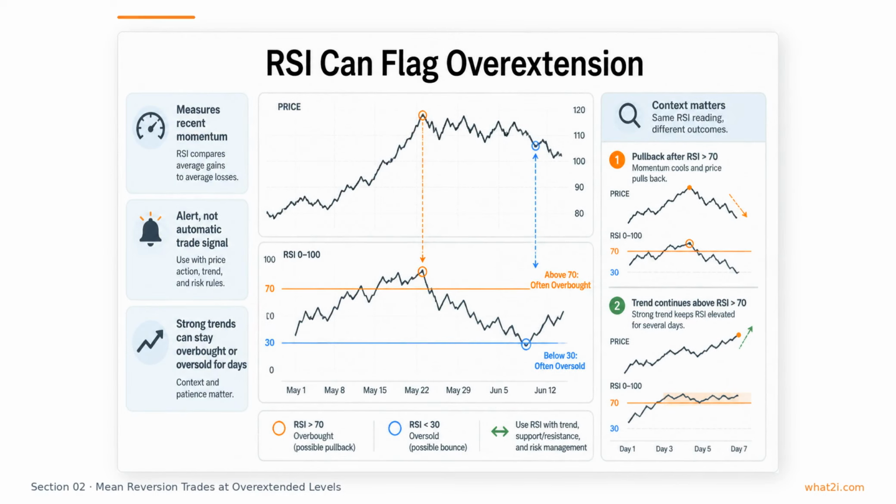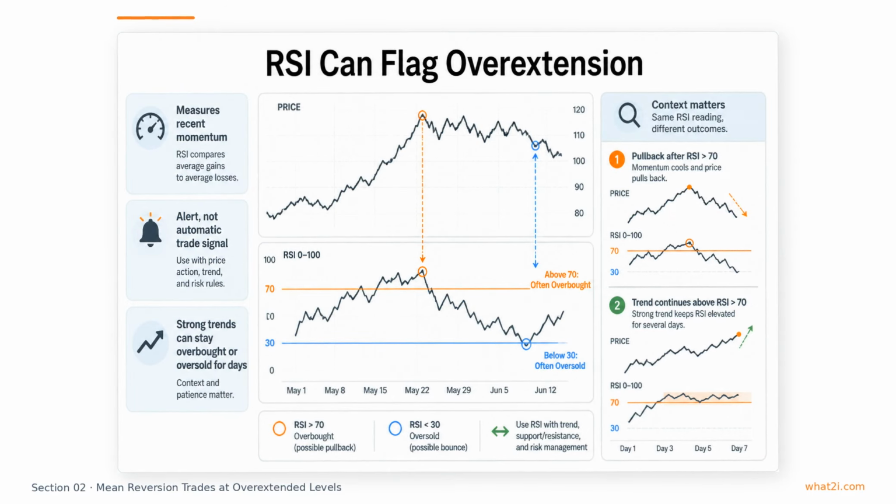One common tool for spotting overextension is RSI, the Relative Strength Index. RSI measures recent momentum on a scale from 0 to 100, and traders often treat readings above 70 as overbought and below 30 as oversold. Those levels can be useful alerts because they tell you price has moved strongly in one direction, but they are not automatic entry signals.